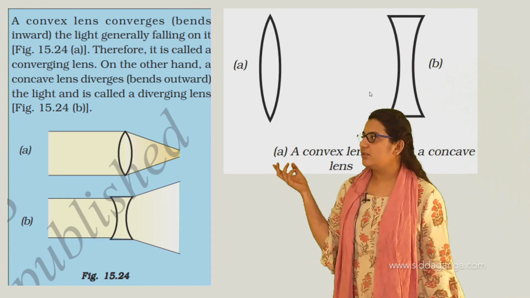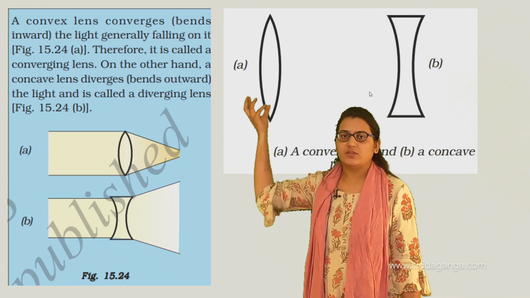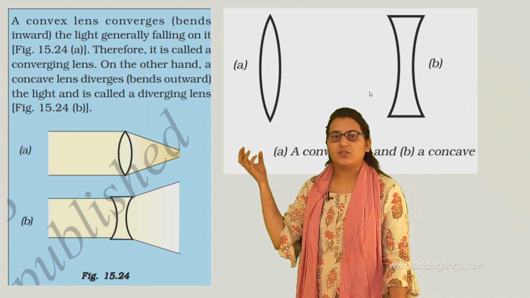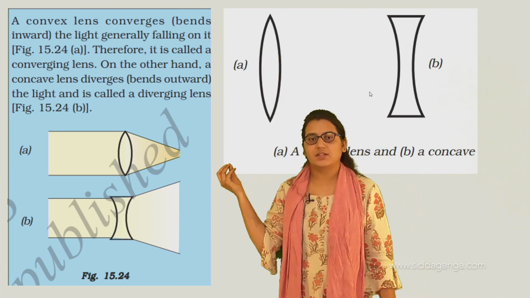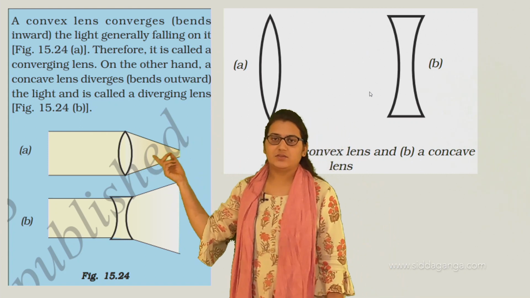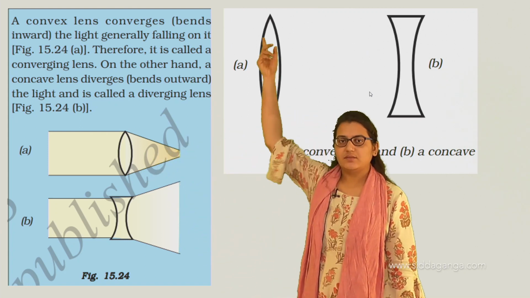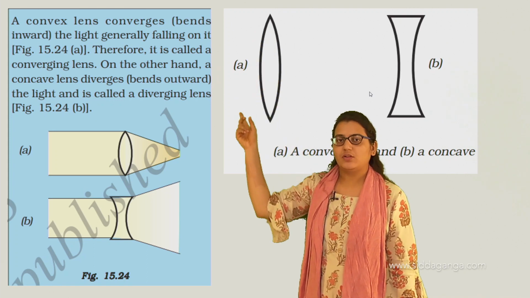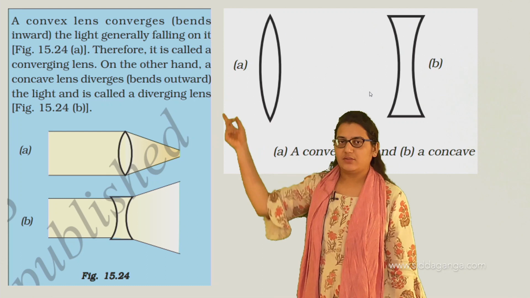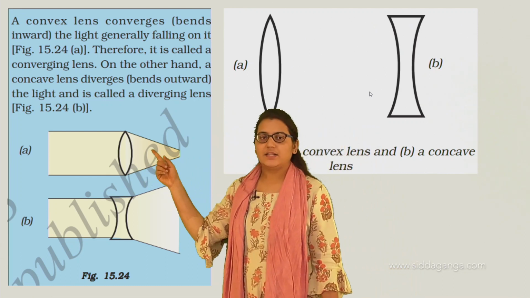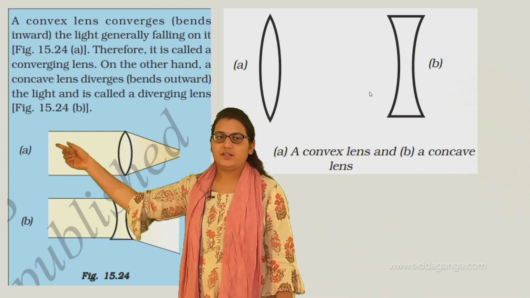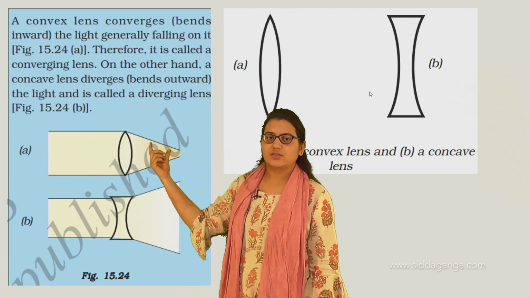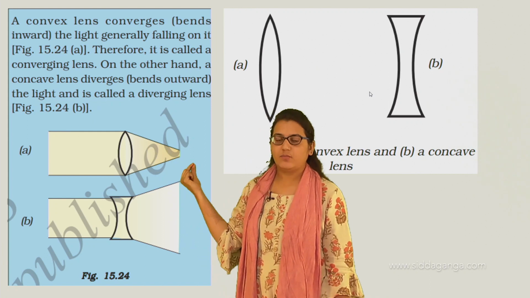As we have learned earlier, a convex lens converges, or bends inwards, the light generally falling on it. Therefore it is called a converging lens. See here, this is a convex lens on which both the surfaces are bulged or curved outside, and this is the light falling on it. When this light falls on this convex lens, it converges. The light converges at a point.